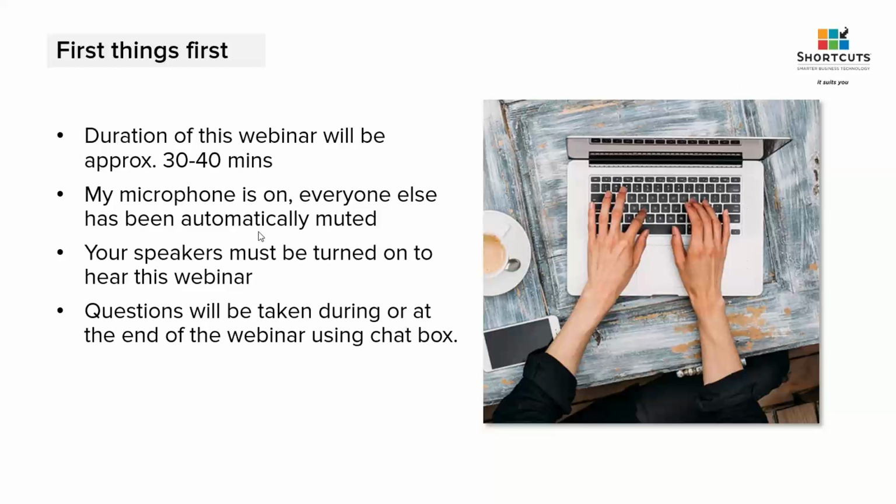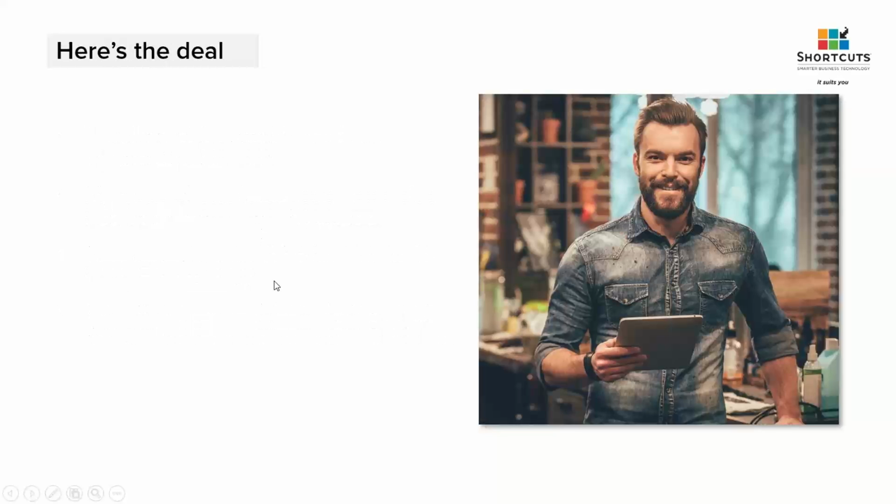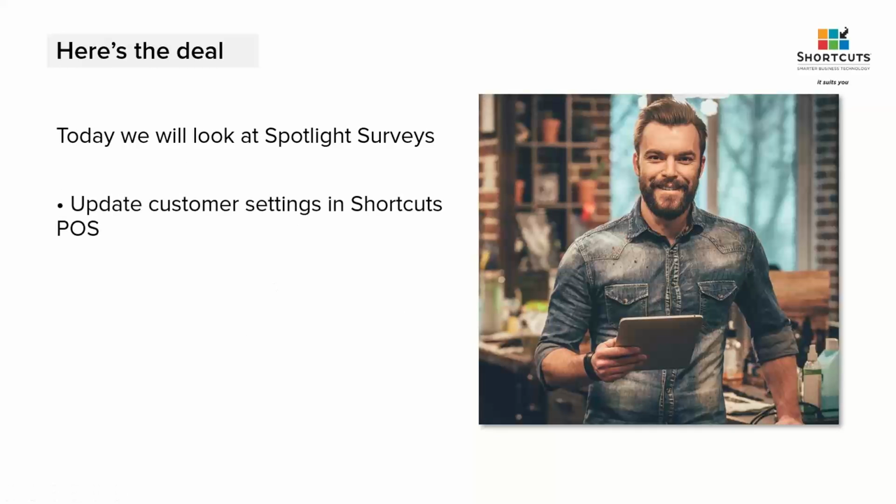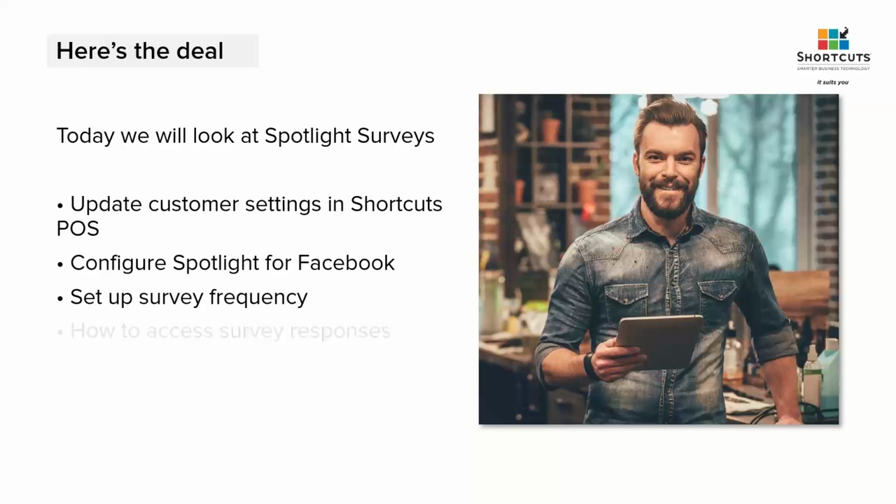So let's continue. The focus of today, Spotlight. How does Spotlight work? What are exactly the surveys that Shortcuts works with? How do you configure your system? If you're using it or if you haven't used it in a while, we're going to be reviewing everything you need to do in both Shortcuts as well as in the online console. How to set up the frequency. If you have a Facebook page and you have customers that leave really nice reviews and you'd like to share it on Facebook, how do you set that up?